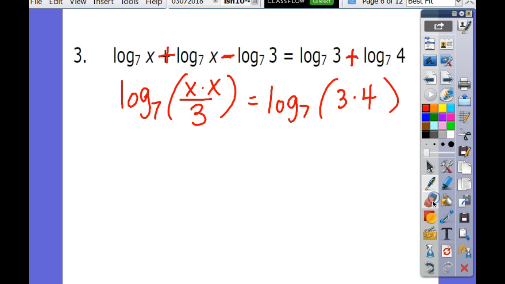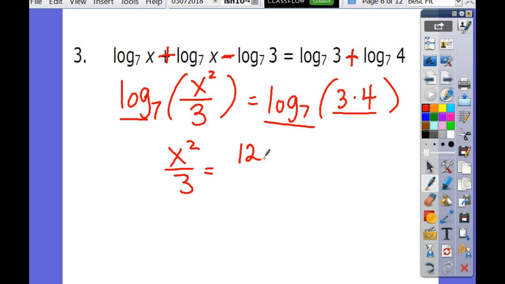But how do we usually write x times x? X times x is equal to x squared. So this log is equal to that log, so we have x squared over 3 equal to 3 times 4. What is 3 times 4?